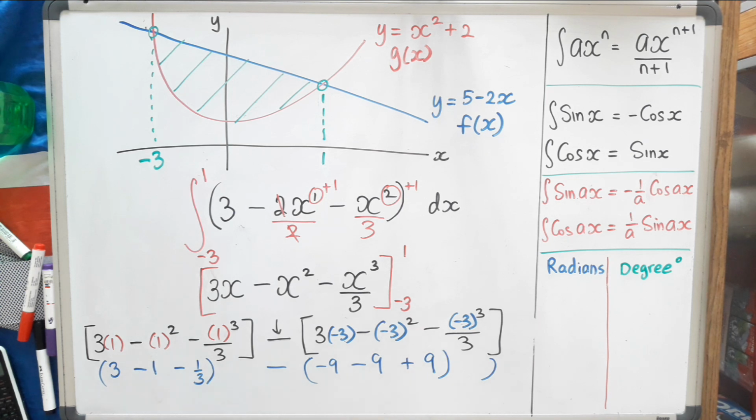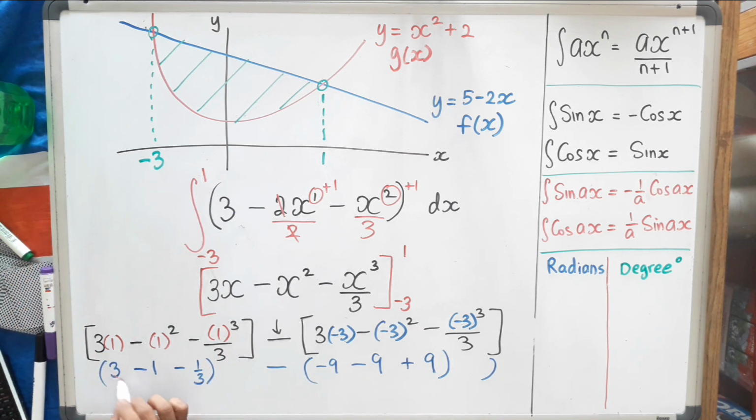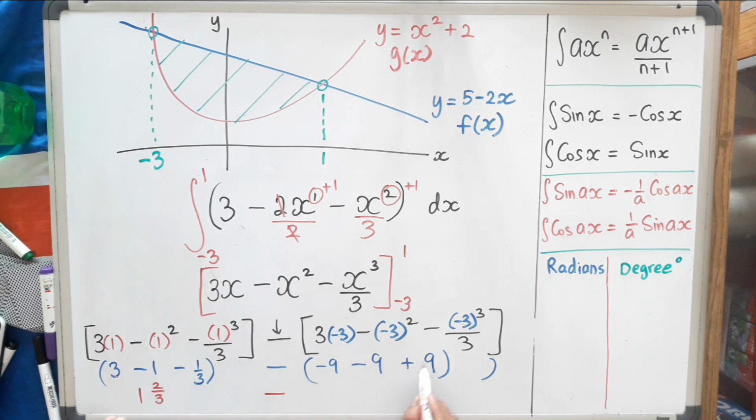Alright, let's start back from here. 3 minus 1 is 2. 2 minus 1/3 is 1 2/3. We have a minus sign here. This minus and positive 9 will cancel out, leaving you with minus 9 here. That's this guy. Notice two negatives touch, so you're going to get a positive. I'm going to erase this, hopefully you'll see it. You get positive here.